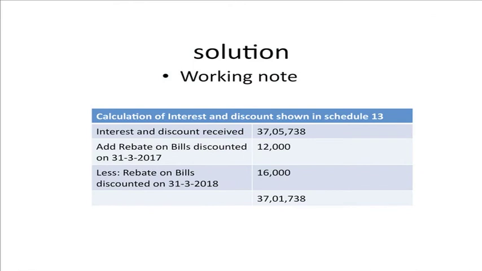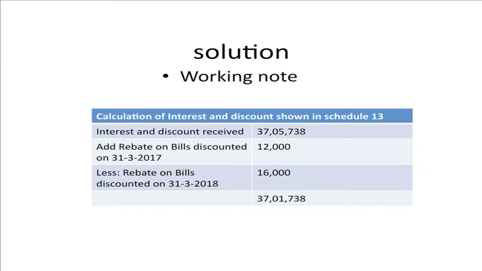So let us move ahead and do the solution for the given question. First of all, we will prepare the working note for calculation of interest and discount to be shown under schedule 13. So interest and discount received as provided in the information is 37,05,738, and in the additional information we are having opening balance and closing balance of rebate on bills discounted.